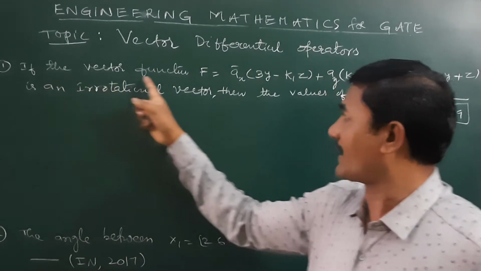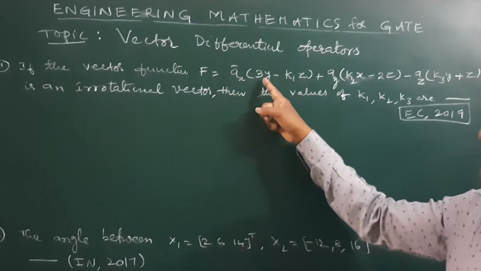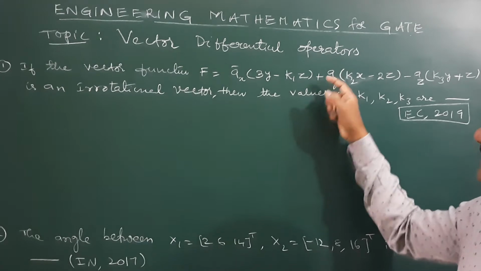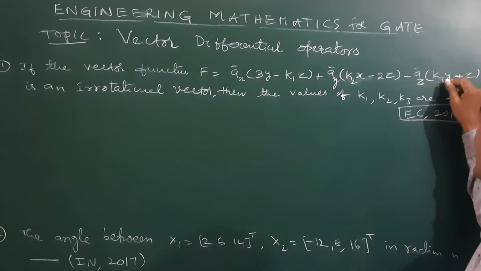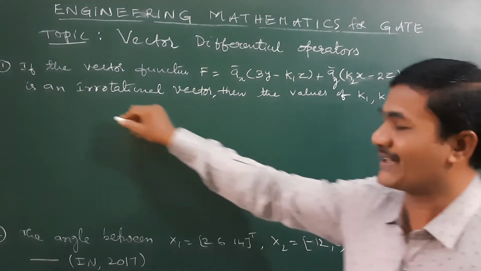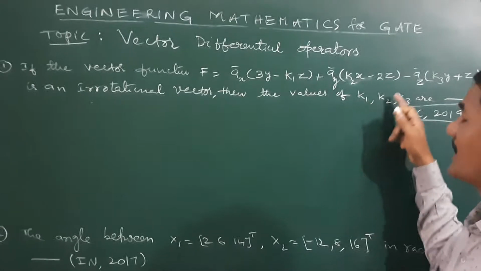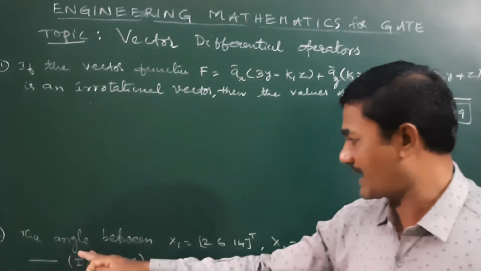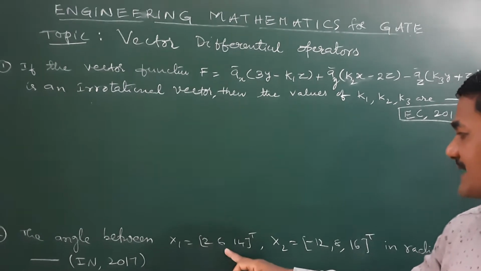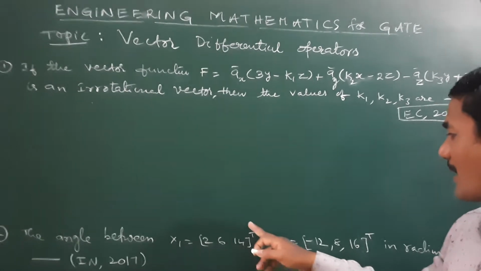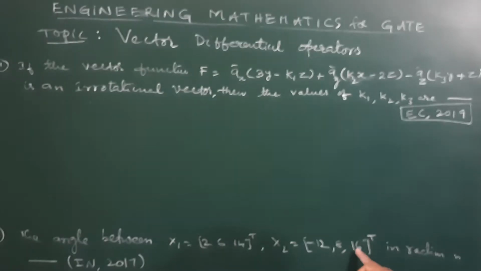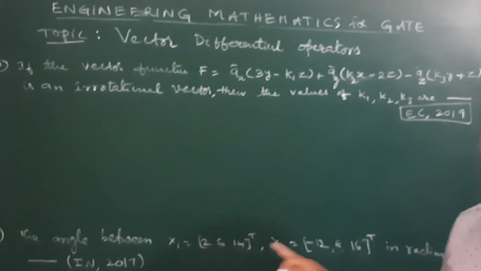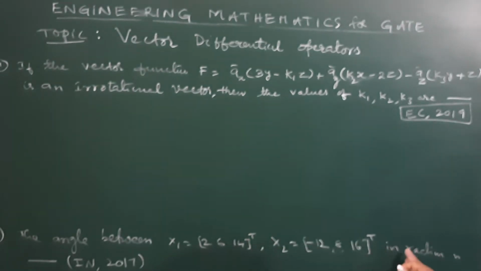If the vector function F is equal to a_x(3y - k1 z) + a_y(k2 x - 2z) + a_z(k3 y + z) is an irrotational vector, then find the values of k1, k2, k3. And a similar case: the angle between x1 = [2, 6, 14]^T and x2 = [-12, 8, 16]^T, where capital T means transpose. We are finding the angle between two vectors as given.